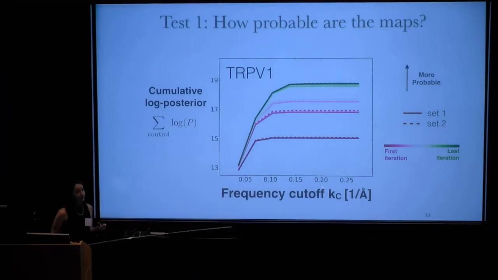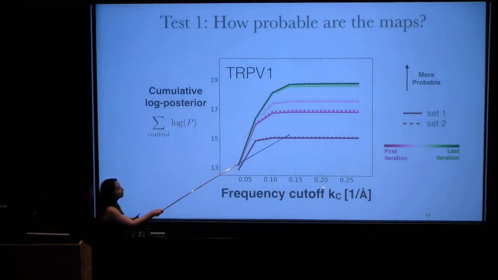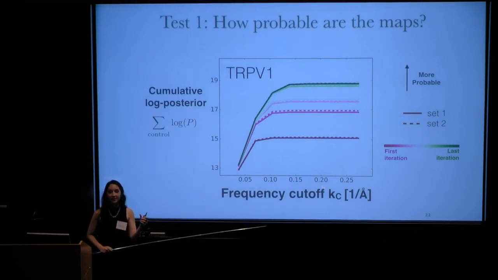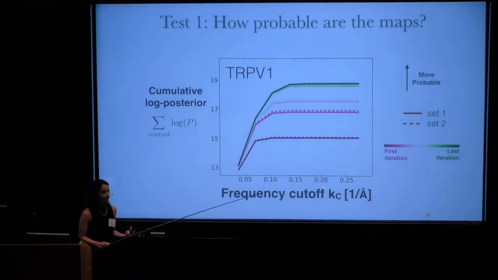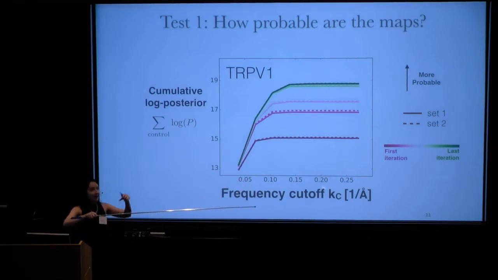The third result that we find here is that there is very small difference between the results from set 1 and from set 2. And this is what is expected in these refinement algorithms in the gold standard, where you divide your set into two sets and you compare the two maps. Those maps are very similar.